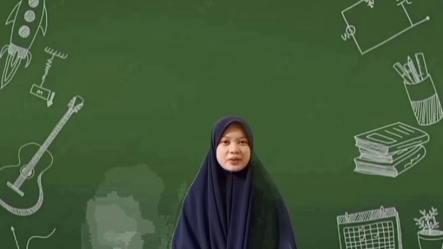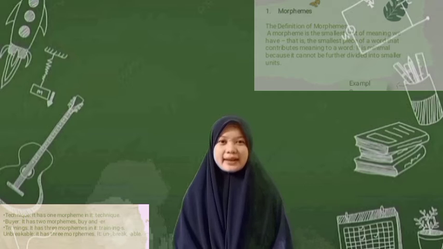Okay, the first material is the definition and example of morphemes. A morpheme is the smallest unit of meaning we have. It is the smallest piece of a word that contributes meaning to a word. It is smallest because it cannot be further divided into smaller units.